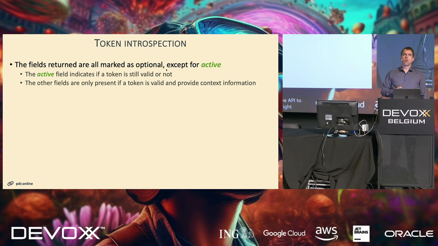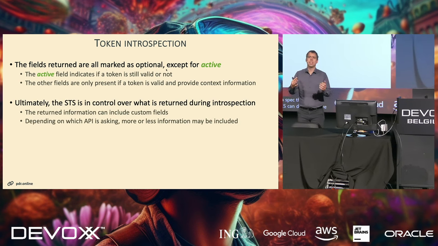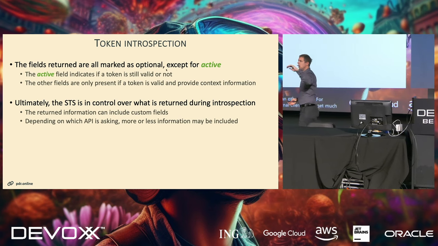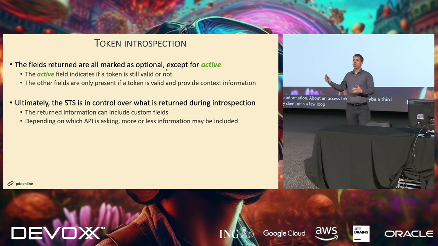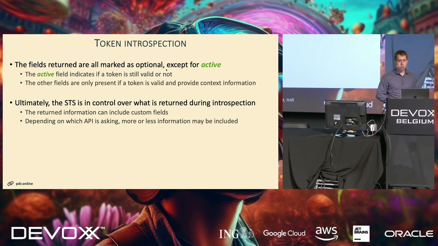The STS controls token introspection. There's a spec that defines how to handle token introspection, but the STS can decide to give certain clients more information than other clients. For example, first-party clients, like internal clients, get much more information about an access token, and maybe a third-party client gets a few limited claims only. That's perfectly possible. Not necessary, but perfectly possible.